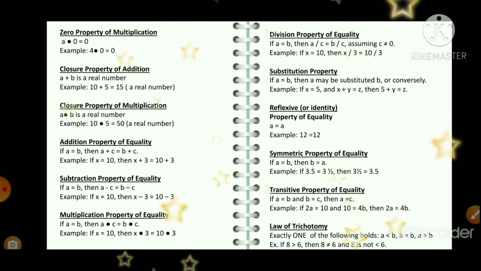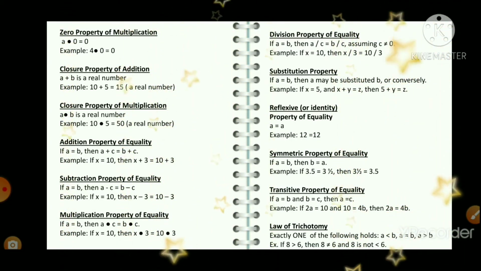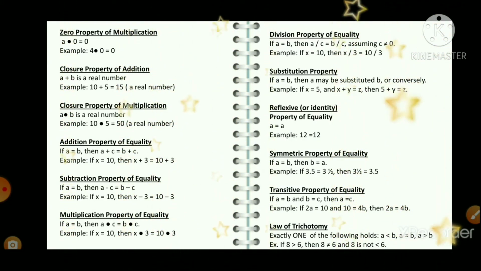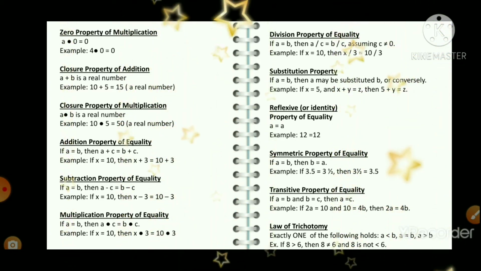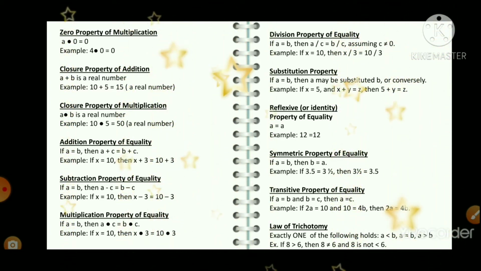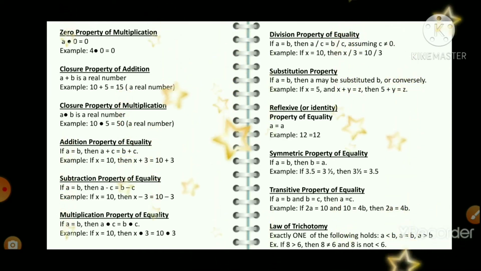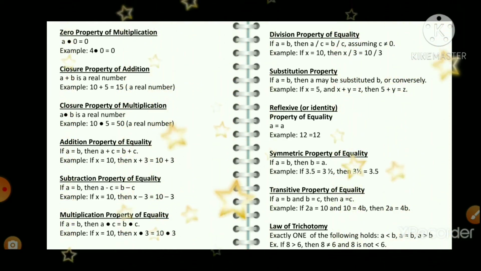Next, we have the zero property of multiplication. A times 0 is equal to 0. Example, 4 times 0 is equal to 0. 0 times any value is 0.